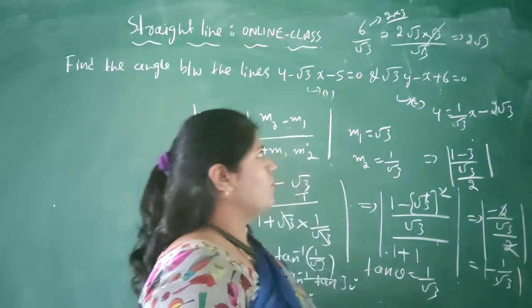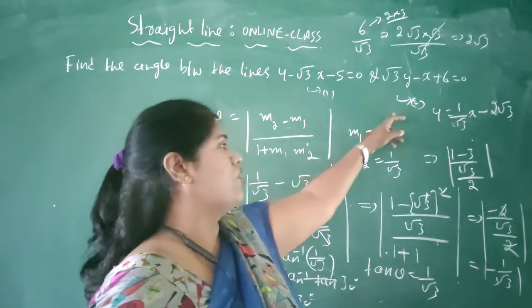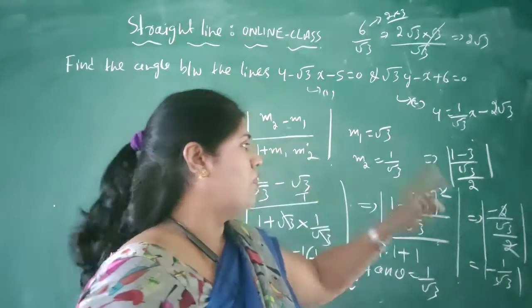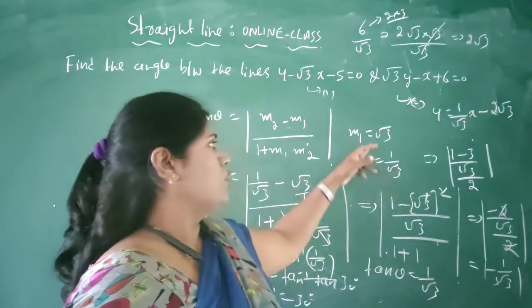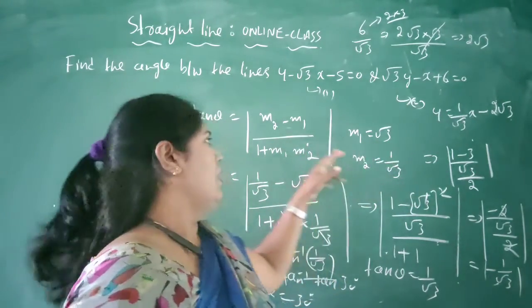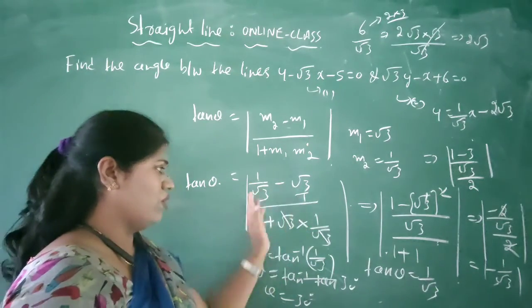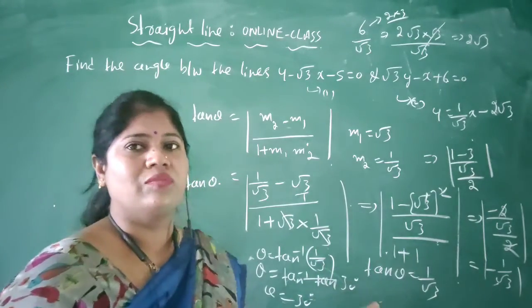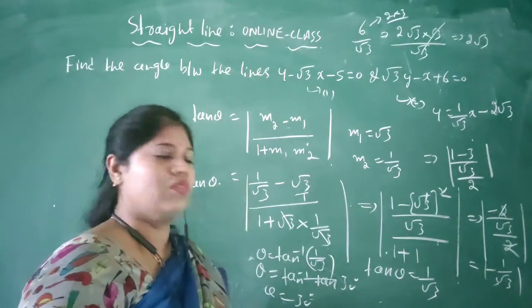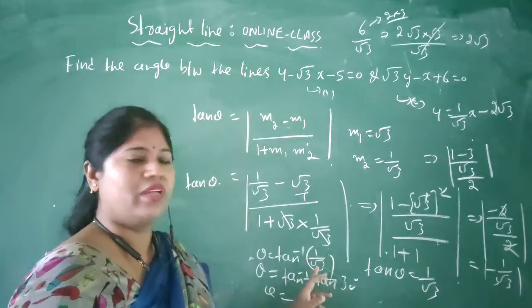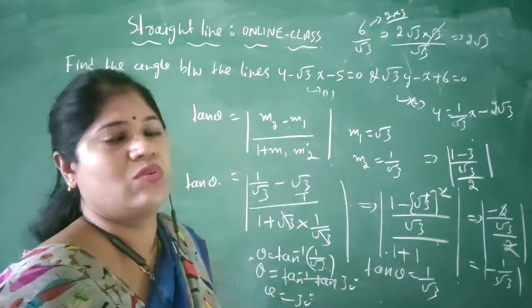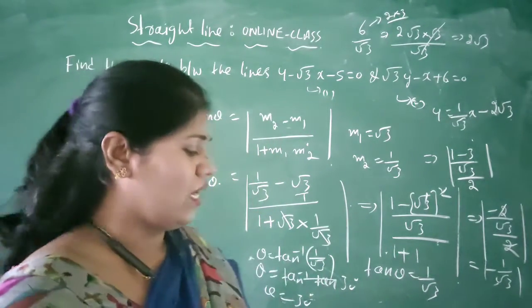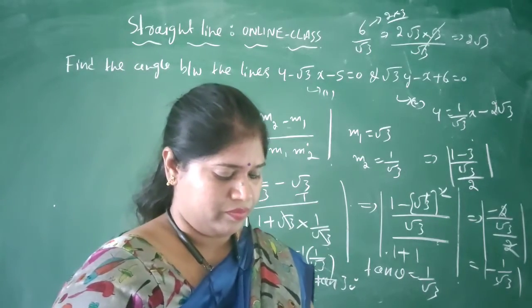But we have to find the slopes from equation 1 and equation 2. From equation 1 we have got root 3 and from equation 2 we have got 1 by root 3. So substitute here in this formula, you will get this. The simplification is very easy. You will get 1 by root 3. Tan 30 degree is nothing but 1 by root 3. So you will get theta equals 30 degree. So this is the angle between two lines problem.